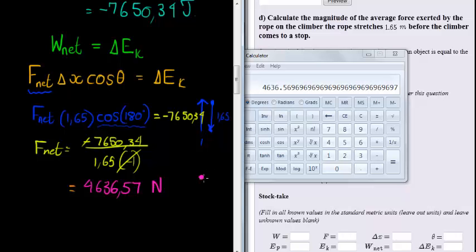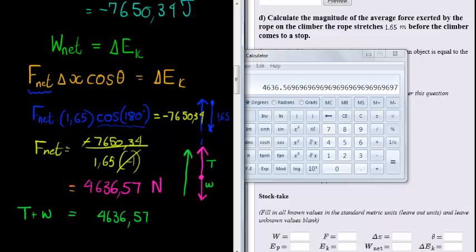Okay, so that's not what we're asked. We're not asked to find the net force acting on the man. We know the forces acting on the man are his weight and the rope exerting a force on him. And when we add these two together, so when we add the force that the rope is exerting plus the weight of the man, in other words find the net force of it, then we find the answer is 4,636.57.